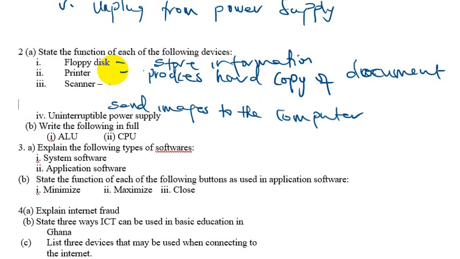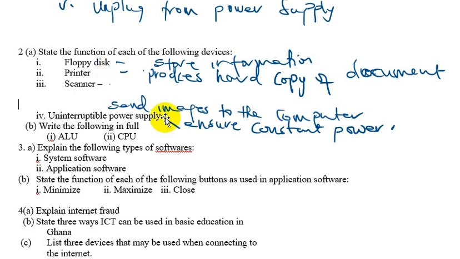we have uninterrupted power supply. Okay, so it is used to ensure constant power flow. Okay, ensure constant power. Okay, that is all. You can just write this.